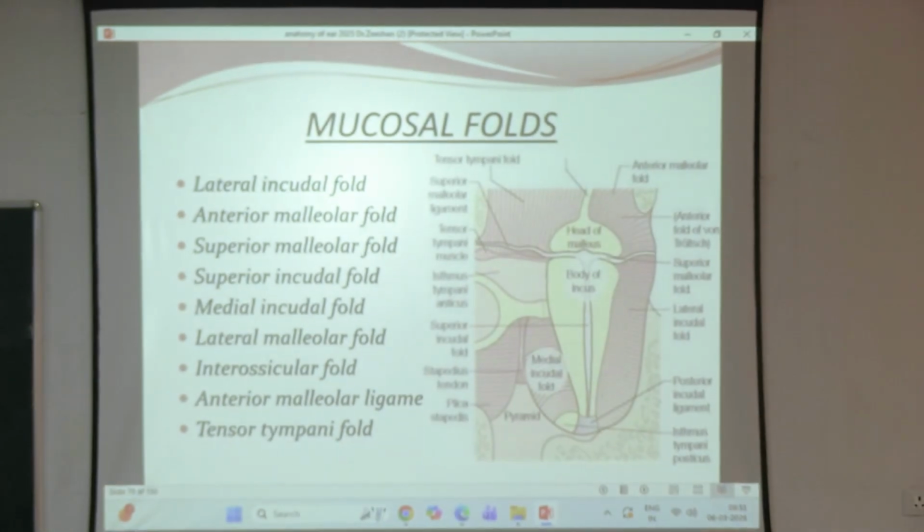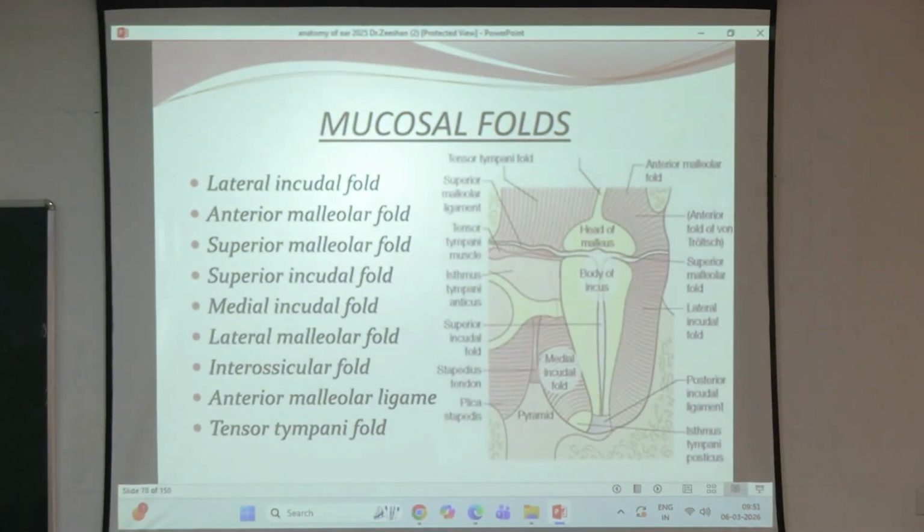So another entity is Prussak's space between the pars flaccida and the neck of the malleus, and it is bounded by the lateral malleal folds. This space can play an important role in retention of keratin and subsequent development of cholesteatoma. Prussak's space के ऊपर short note भी आता है. Okay. Mucosal folds, ये this is PG level thing, you need not know it, but just have an idea.